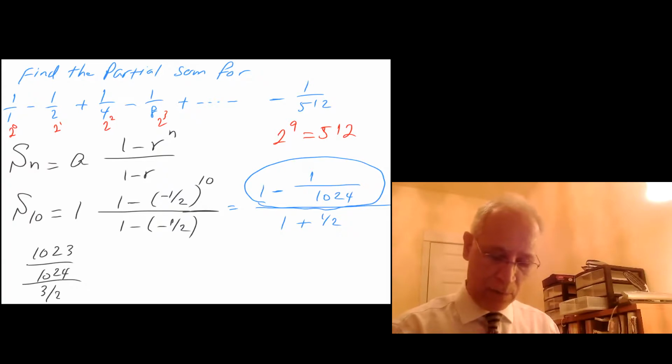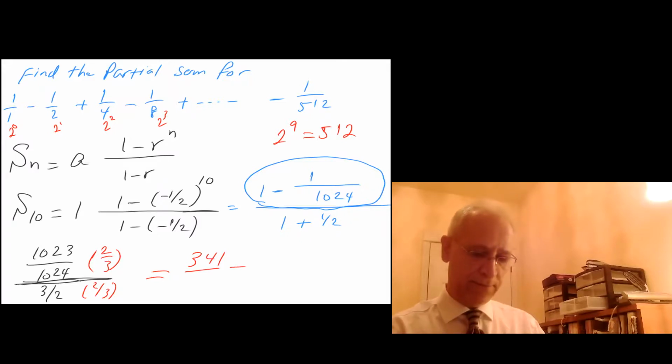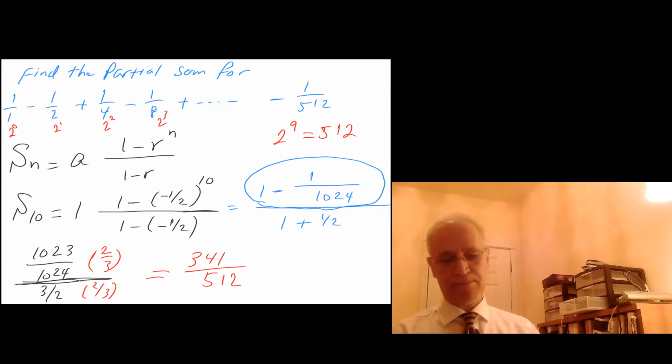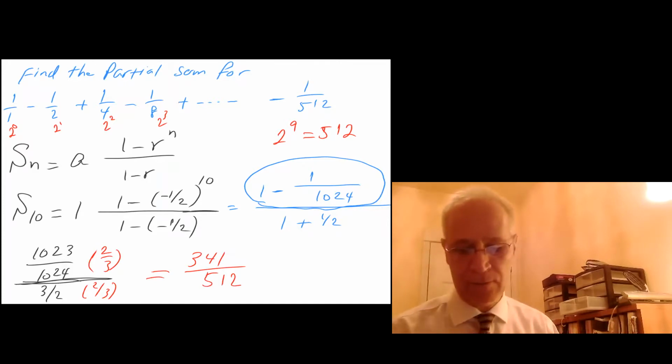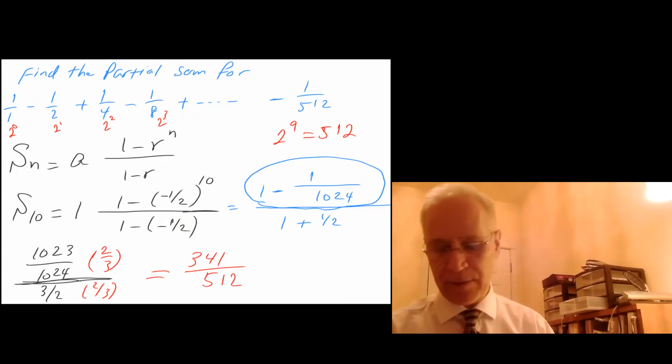And I'm going to go ahead and multiply top and bottom of this complex fraction by 2 over 3. And that gives me 341, and 2 goes to 10, 5, 1, 2. So the partial sum is 341 over 512. And let's do one last example.